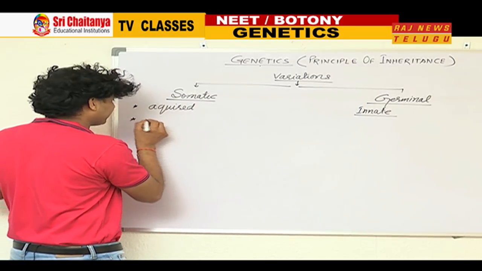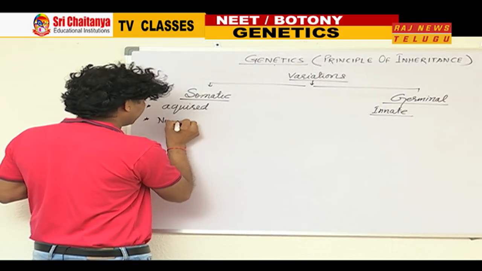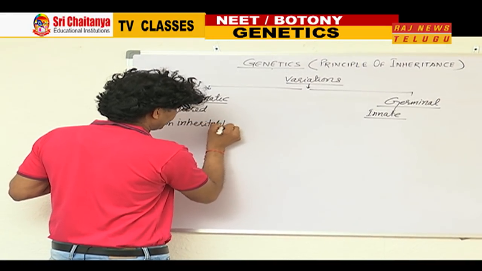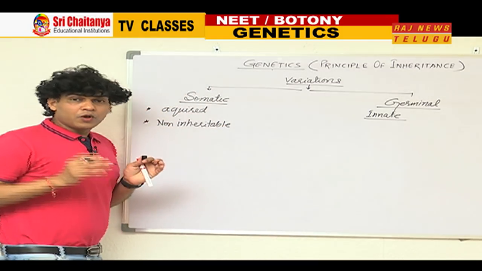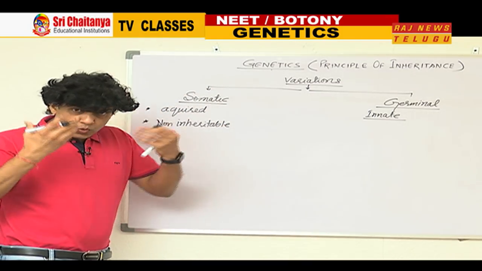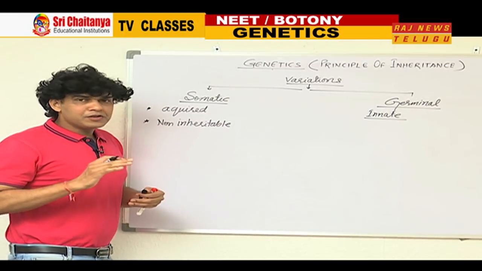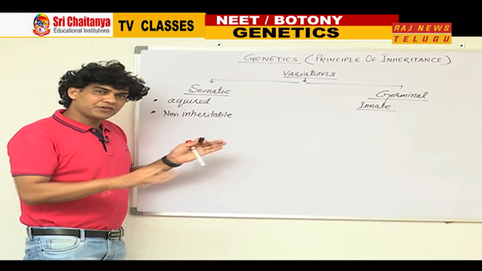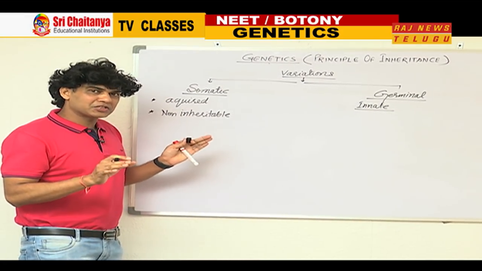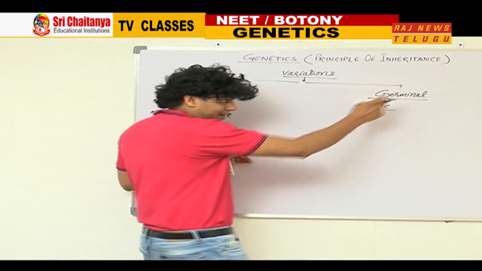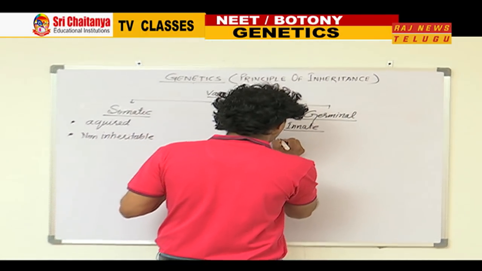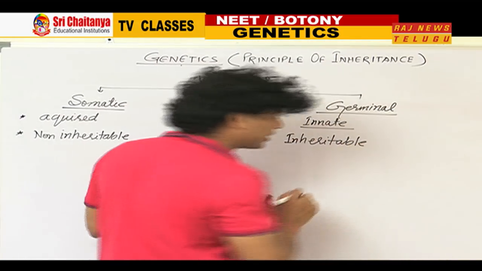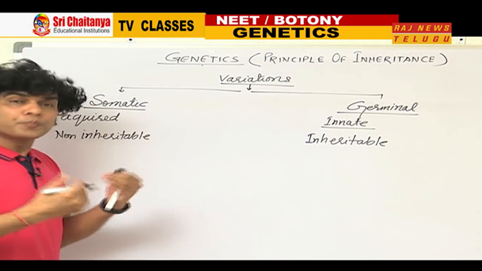Besides this, somatic variations are non-inheritable. What is the meaning of it? It means any kind of somatic variation that you earn, that you acquire, will not transmit from you to your progeny. When you die, these variations will also finish along with the organism. Means they cannot transmit from parent to progeny. While germinal variations are of inheritable nature. Means such kind of variations will transmit from parent to progeny.